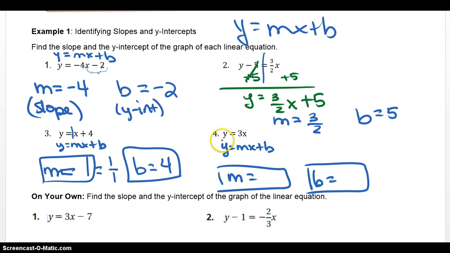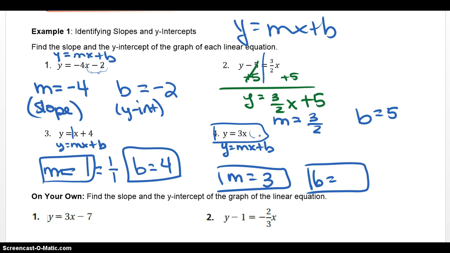Looking up here, y equals 3x. Remember, the m is the number, the coefficient in front of the x term. So m is 3. What is b? Look, in my equation, I don't see anything out there. So what's there? If there's nothing there, what was it?